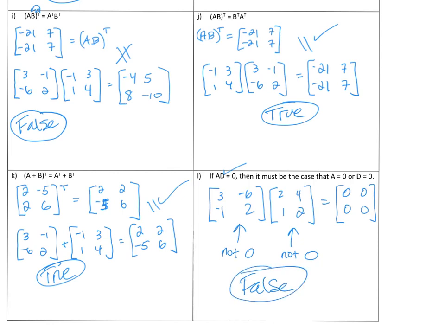Another surprising result. If we were talking real numbers and you multiply two real numbers together and get 0, it must be the case that either A is 0 or D is 0. One or the other would have to be 0. Not the case with matrices.